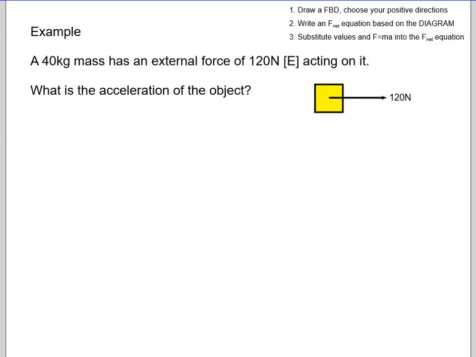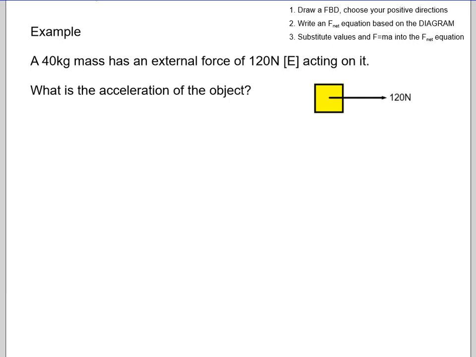So let's start with something fairly basic. A 40 kilogram mass has an external force of 120 newtons east acting on it. What is the acceleration of the object? Okay, there's a couple assumptions here. I'm not given any information about this yellow box moving up or down, so I'm going to assume that the vertical forces, the normal force and the gravitational force, are going to balance, so I'm not going to deal with that. In grade 11, everything should just be in one direction, so expect some of those things to cancel. Grade 12, we'll start changing that up.